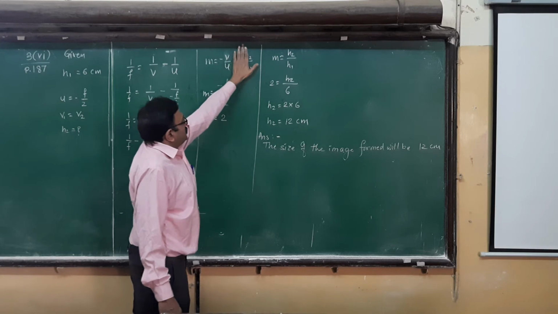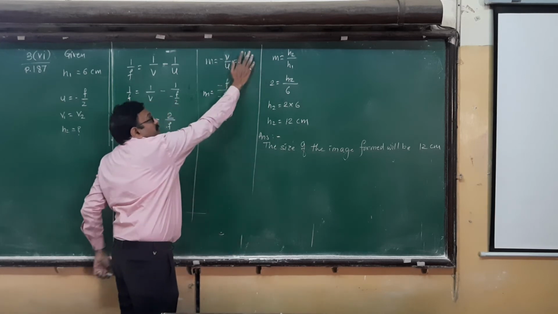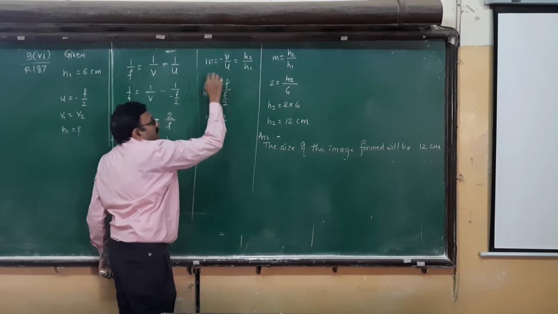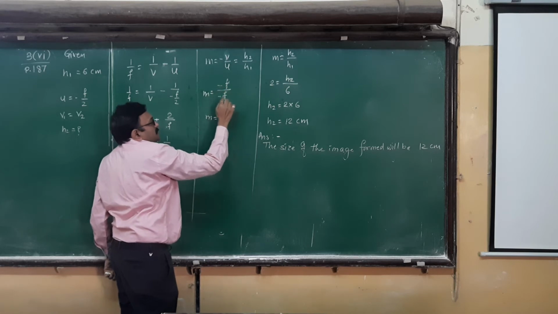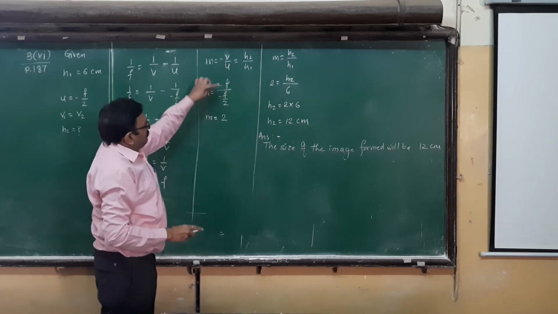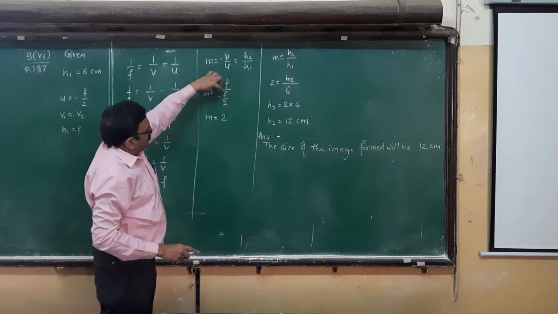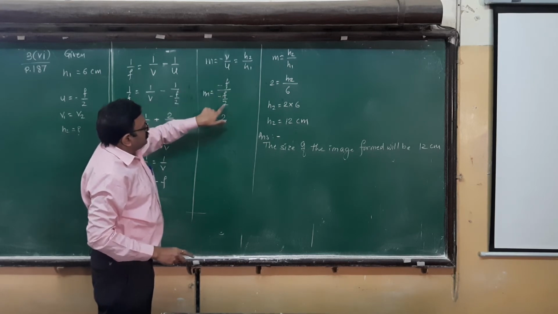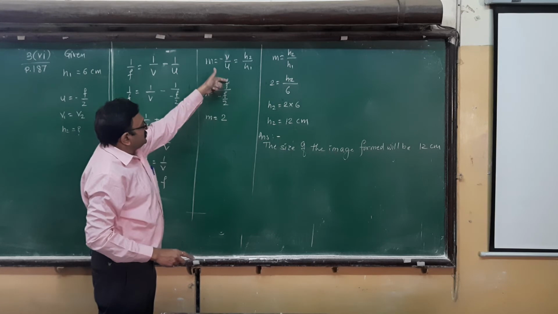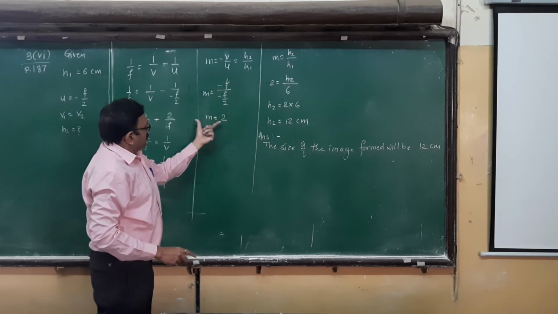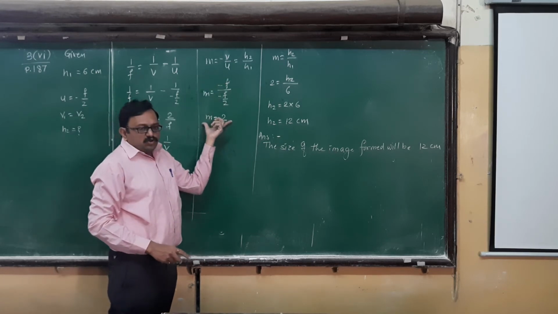Now first of all we determine the value of this m. Magnification m is equal to minus f upon 2. This minus will get cancelled or becomes plus. This f will get cancelled and this denominator 2 will become the numerator at this position. Therefore, we got magnification is equal to 2.